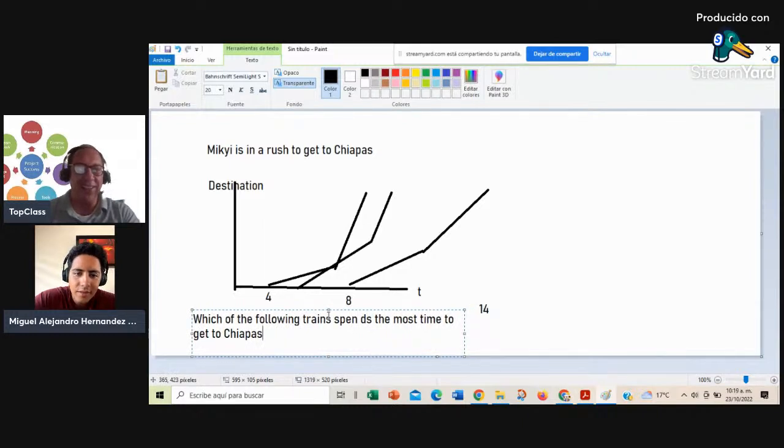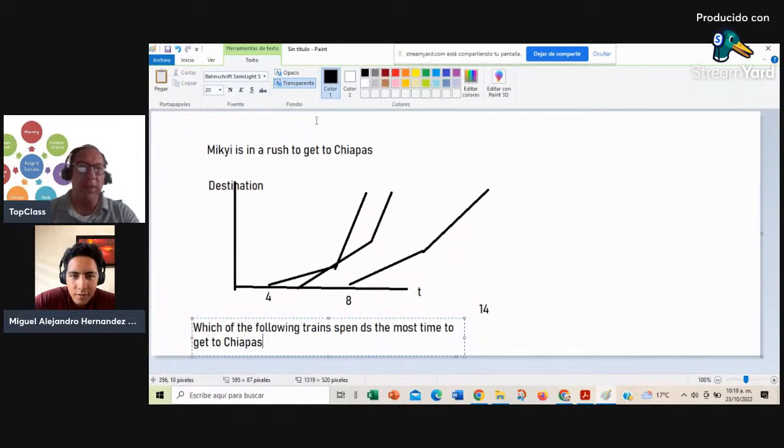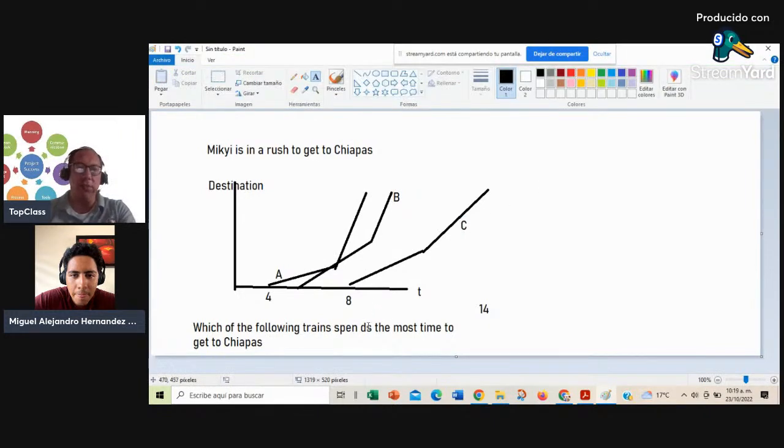And so you say, oh well, this is train A. You found it already, Mickey. You already have the idea of the problem, right? They make you think that you're gonna choose the one that spends the least time, when in reality it asks you for the one that spends the most time. You see? Okay, so that was really the funny thing about the exam. But other than that, I think it was okay.